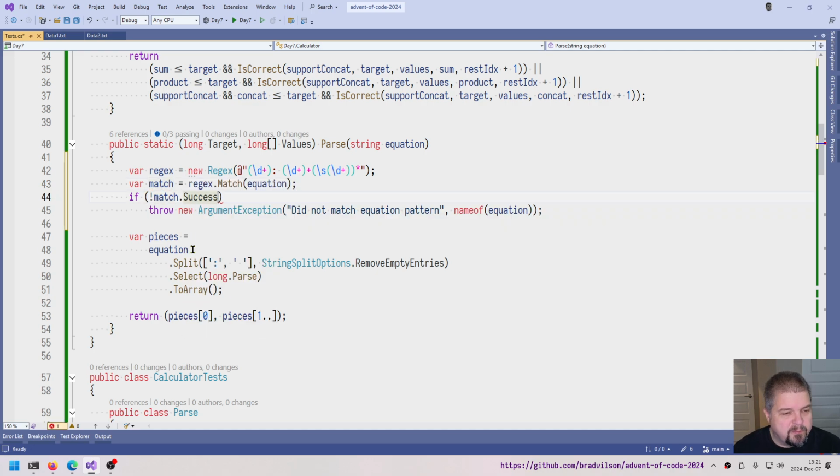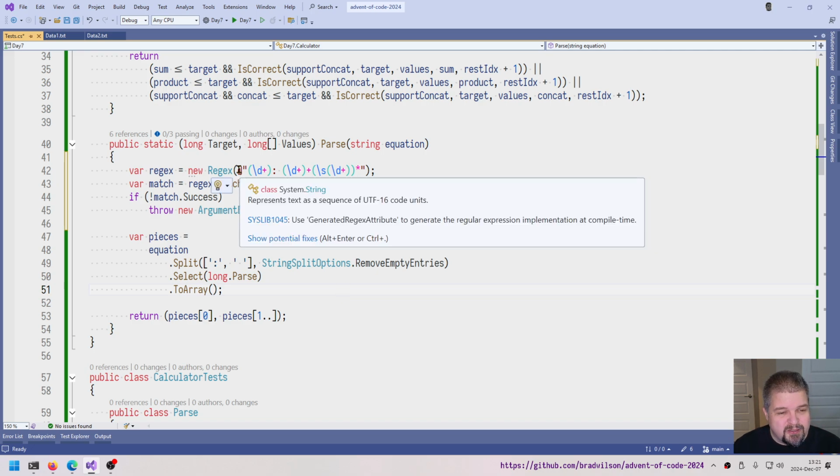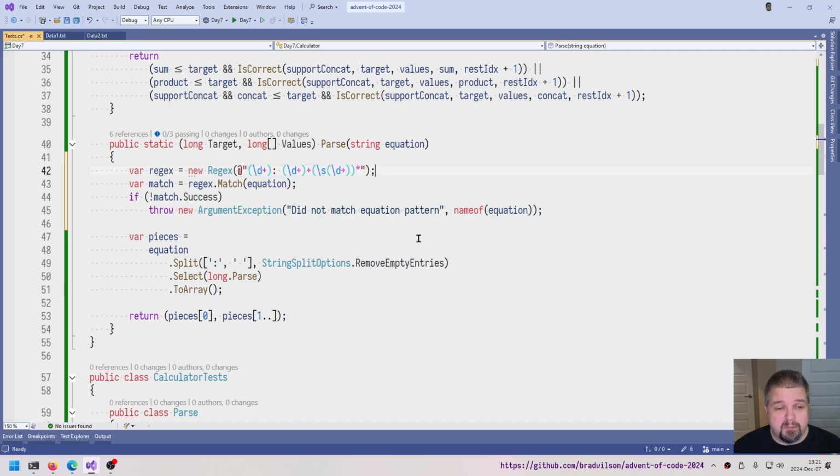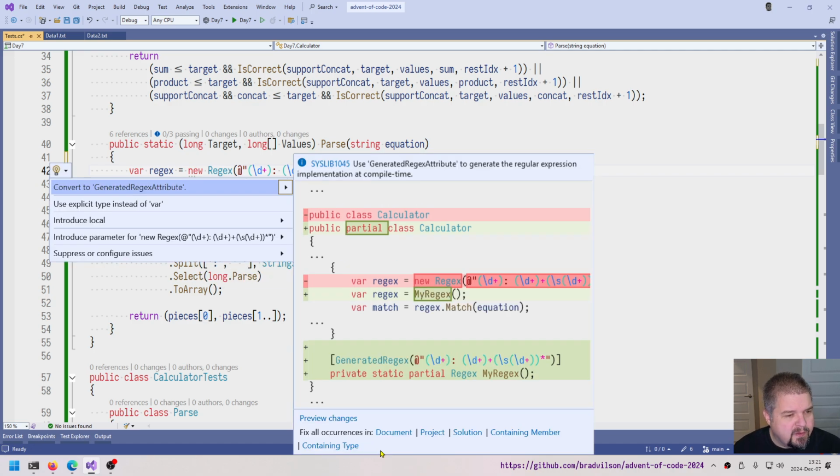Success. Okay, that's all we actually have to do right now. Interestingly, we could do more. We're still using this to actually parse the values out. We're just doing the regex to validate it, but we can pull the values out here in a second. And what are you telling me to do? Converted generated regex. That's okay.